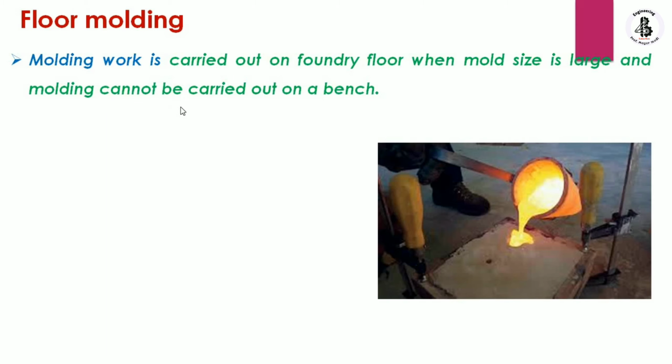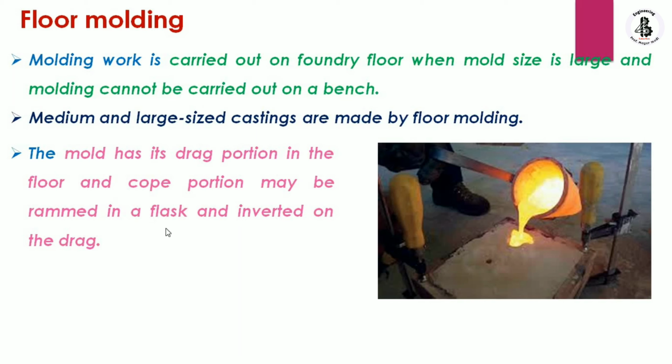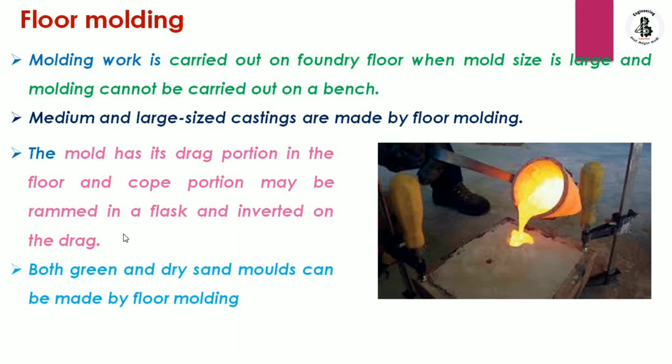The mold has its drag portion in the floor, and the cope portion may be rammed in a flask and inverted onto the drag. That is the practice for making a casting. In floor molding, both green and dry sand molds can be made.